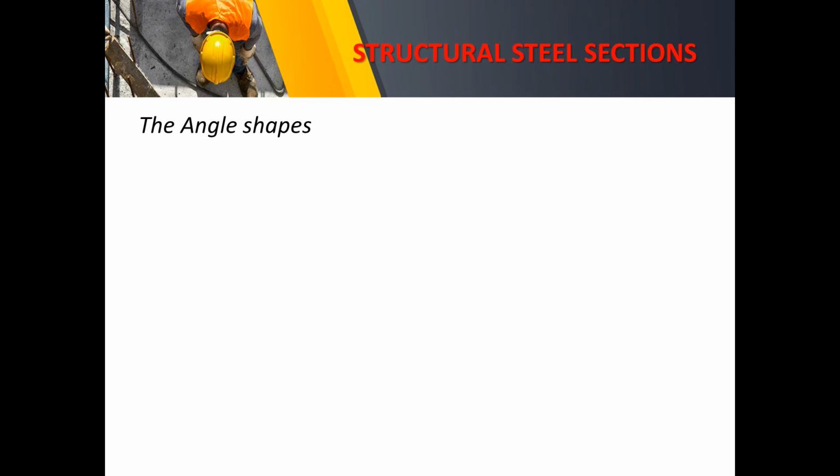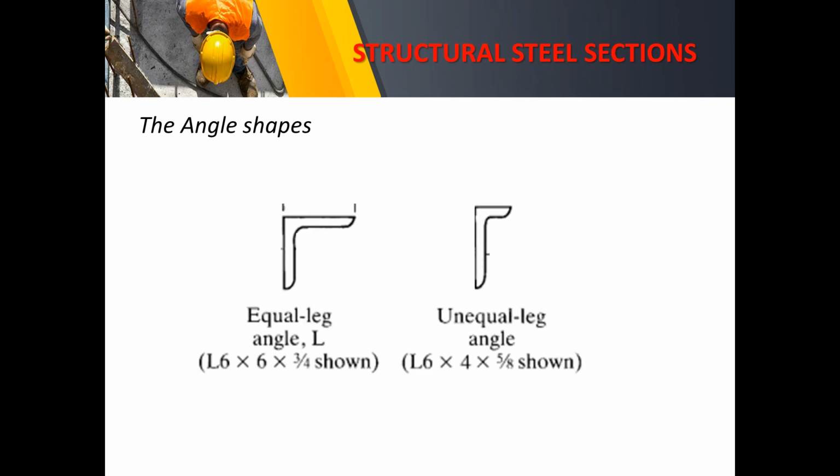Of course, this cannot be left out: the angle shapes. So these are commonly used locally. Okay, so the angle shapes could be equal leg angle or unequal leg angle. So this time we have the codes. The first number here, L6. L is the angle, then 6 denotes the depth of your angle, and the width is the second number here, okay, 6 and 4.